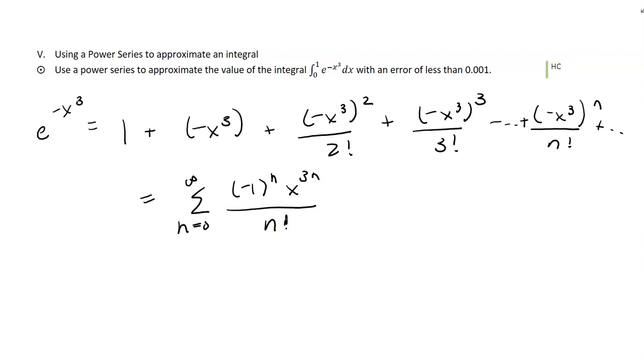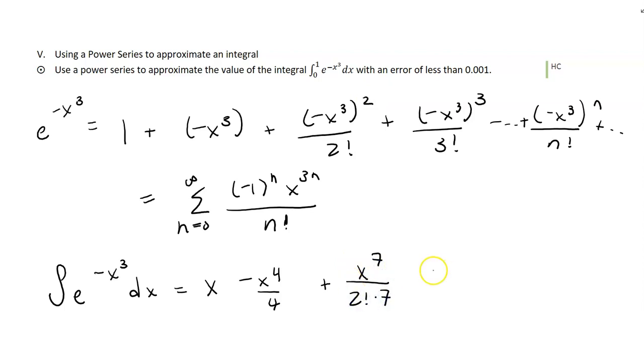Okay, so the integral of that, if you integrated term by term, the integral of 1 would be x. Here you would get minus x to the 4th over 4. This one would end up being x to the 6th, so we would get x to the 7th over 2 factorial times 7. With this one, we would have negative x to the 9th, so that would be minus x to the 10th over 3 factorial times 10. And then so on and so forth.